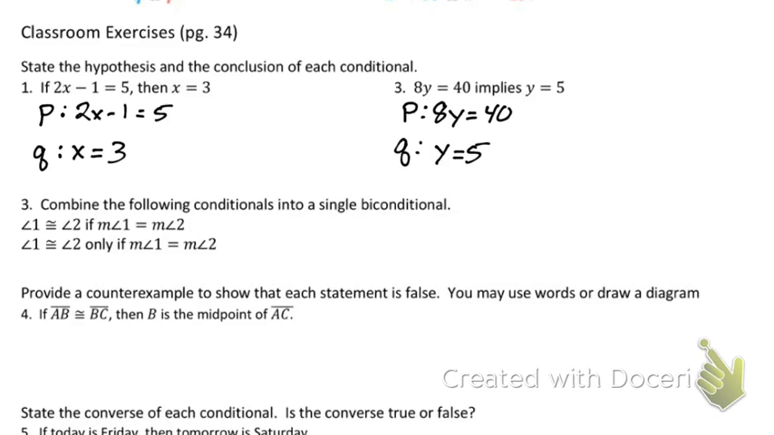But if I'm writing just a biconditional, it doesn't matter which order you write it in. So I'm just going to write angle 1 is congruent to angle 2 if and only if, and then I'll do my second statement, measure of angle, well, I should probably put it in the right order: measure of angle 1 is equal to measure of angle 2. Make sure you know how to do those.